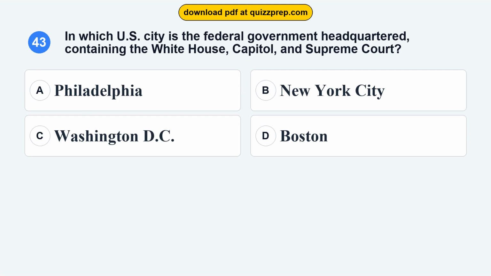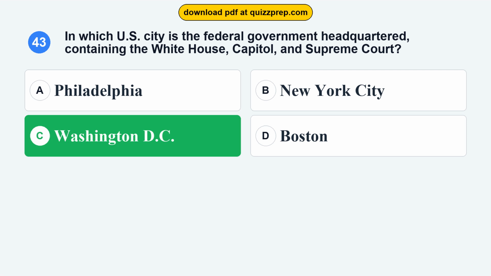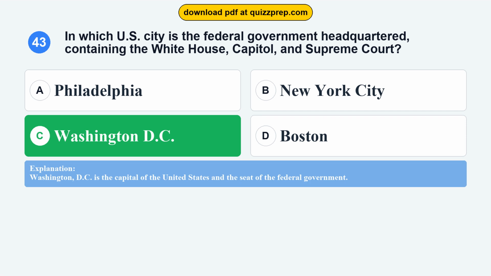Question 43. In which U.S. city is the federal government headquartered, containing the White House, Capitol, and Supreme Court? Option A, Philadelphia. Option B, New York City. Option C, Washington, D.C. Option D, Boston. The correct answer is option C, Washington, D.C. Washington, D.C. is the capital of the United States and the seat of the federal government.